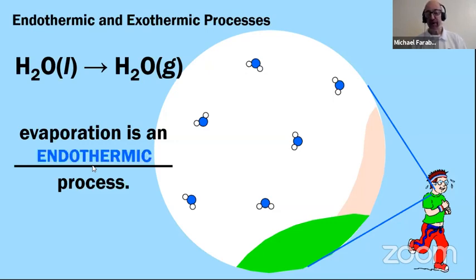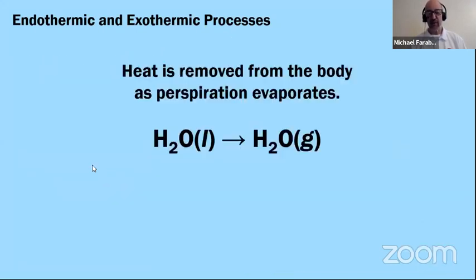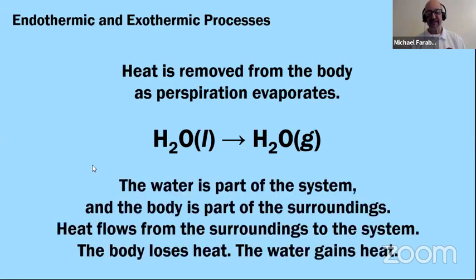Well, it is endothermic because you have to absorb energy to change the molecules of liquid to a gas by separating the intermolecular forces between the liquid. So if it's taking in energy, where is the energy coming from? Well, it's coming from the body. So heat is removed from the body as perspiration evaporates. The water is part of the system. In this case, the evaporation of water involves the water molecules, and the body is part of the surroundings. So heat is flowing from the surroundings to the system. The body is losing heat and the water is gaining heat.